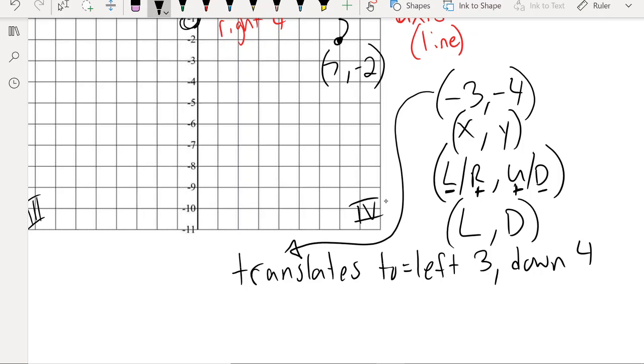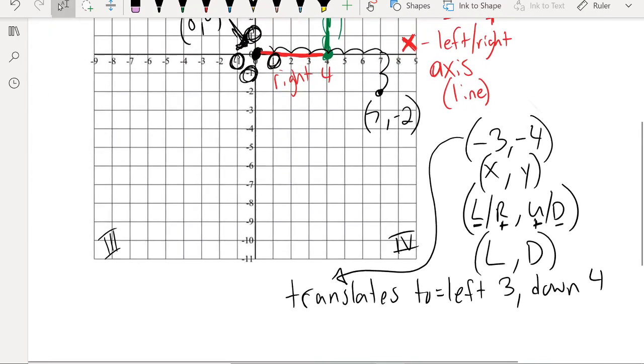So -3, left 3, comma, okay, -4. Negative means down for y, right? 4 is a y value. So I'm going to move down because it's negative, by 4 spaces. So that's what you do. You go left 3 and down 4. Okay, so let's do that.